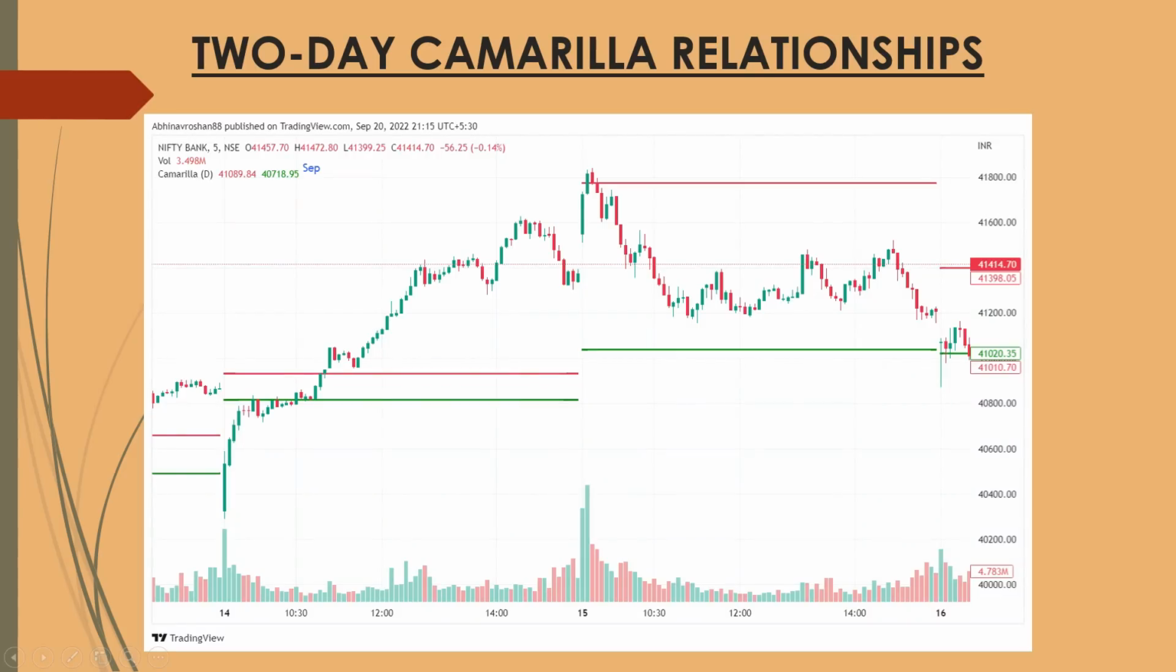See, this is a very narrow pivot range which caused a trending day. A trending day resulted in a very wide H3 and L3, which resulted in a typical day.